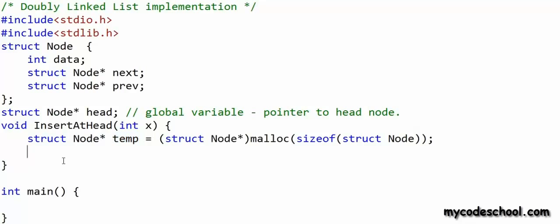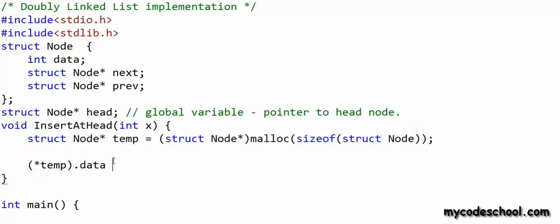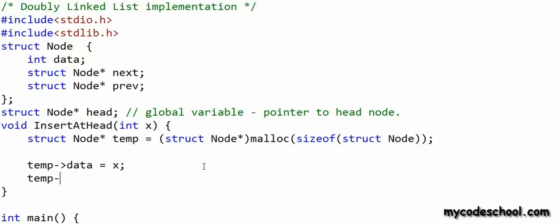Now I can use this pointer variable to fill in values in various fields of the node. I'll have to dereference this pointer variable using asterisk operator, and then I can access various fields like data, prev, or next. There is an alternate syntax for this asterisk temp.data. We can simply write temp arrow data, and similarly I can access other fields also.